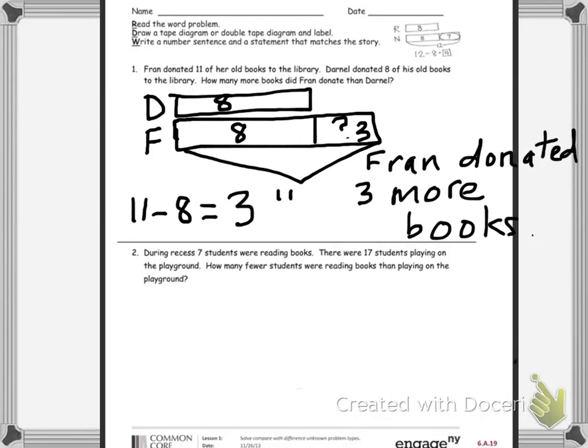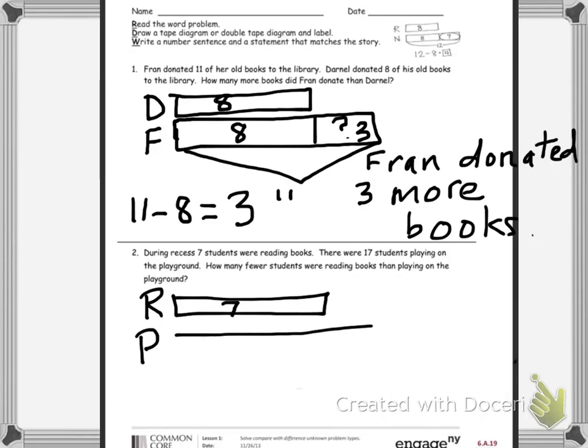For number 2, the problem says, during recess, 7 students were reading books. There were 17 students playing on the playground. How many fewer students were reading books than playing on the playground? I'm going to start with the students that were reading and draw the tape diagram to show 7. Now the ones playing on the playground were a total of 17. So I'm going to make my tape diagram larger. And I'm going to write a total of 17.